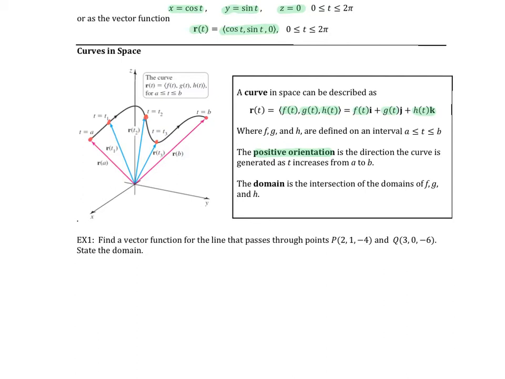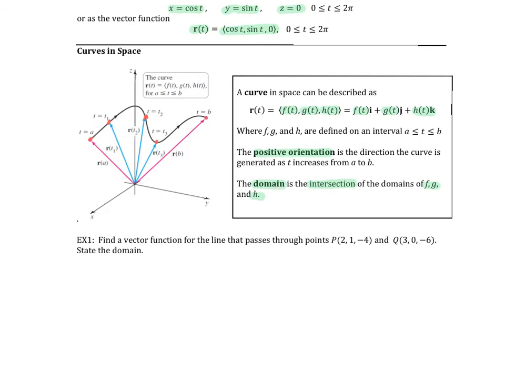So what we didn't talk about before was this idea of a domain. But now that we're talking about functions, it makes sense for us to talk about the domain of our function r. Since r is in components, f, g, and h, or you could say x, y, z, it doesn't really matter, each one of those components is going to have a domain. So the domain of r is simply the intersection of the domain of each one of those components. So it's the t values that they have in common.